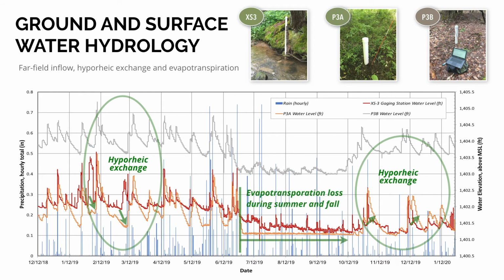During the drier periods in late summer and early fall, evapotranspiration and uptake by forest roots, those losses are so significant that you can see where piezometer P3A ran dry. It was a hand-dug well that extended only 1.6 meters below the valley floor.